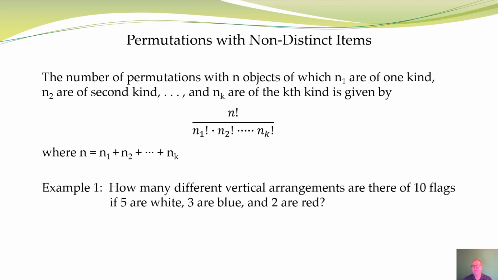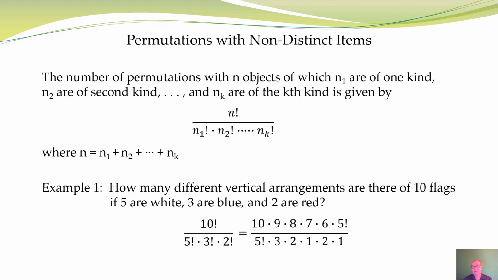Now, how many different vertical arrangements are there of 10 flags if 5 are white, 3 are blue, and 2 are red? Well, in this case, there's a total of 10 flags. So this is going to be 10 factorial; 5 are white, so that's 5 factorial; 3 are blue, 3 factorial; 2 are red, 2 factorial.